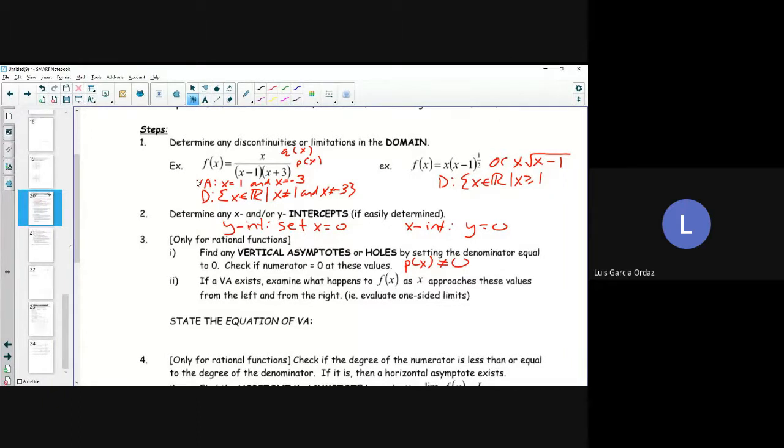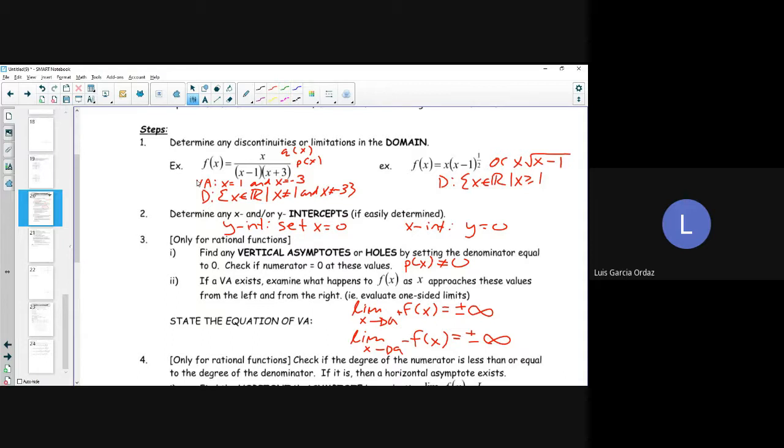So I need to determine my limit as x approaches a from the right of f of x. It'll give me either positive or negative infinity. And I need to determine my limit as x approaches a from the left of f of x, which is equal to positive or negative infinity. Okay.